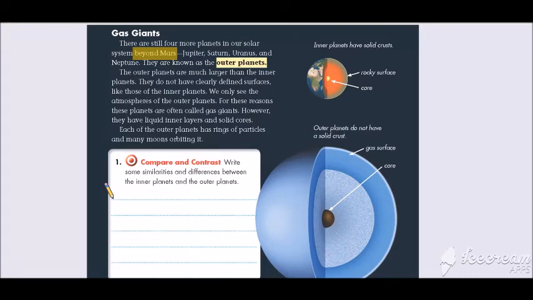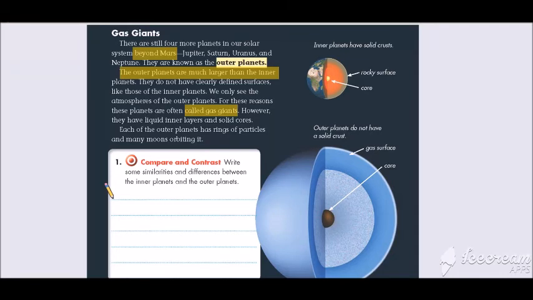Very well. The outer planets are much larger than the inner planets. They don't have a clearly defined surface, which means it's not clear if they have a surface or not. They have a lot of storms, dust, and other things because they are gaseous planets. Okay? We only see the atmosphere of them. So for these reasons, these planets are often called gas giants. So what can we call them? Gas giants. Very well. However, they have liquid inner layers and solid cores.